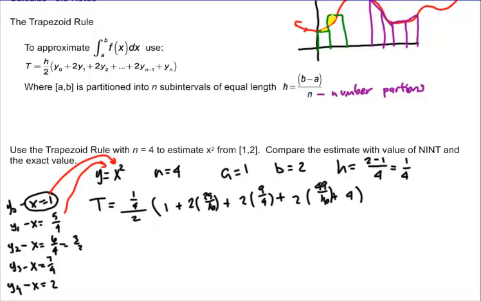Alright, so what you have is 1/8 times (1 plus 50/16 plus 18/4 plus 98/16 plus 4). And when you punch all that into your calculator and add it all up, what you're going to end up with is 2.344. Let's go ahead and round off at 3 decimal places.